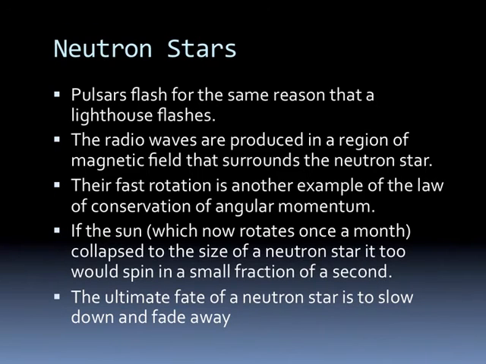Pulsars flash for the same reason a lighthouse flashes. The radio waves are produced in a region of magnetic field that surrounds the neutron star. The fast rotation is another example of the law of conservation of angular momentum. If the Sun, which we know rotates about once a month, collapsed to the size of a neutron star, it would be spinning at a small fraction of a second. The ultimate fate of a neutron star is to slow down and fade away.